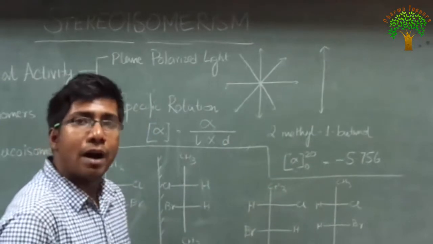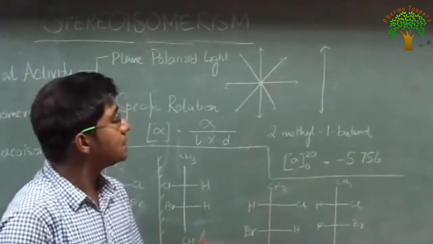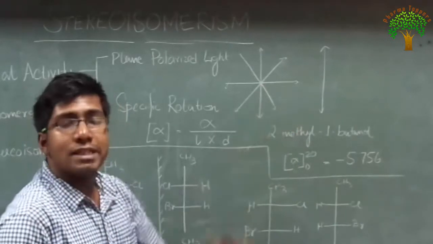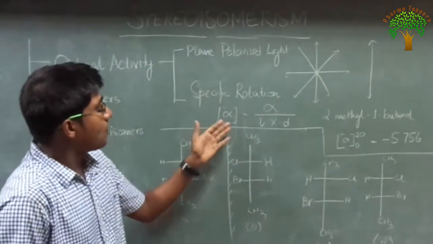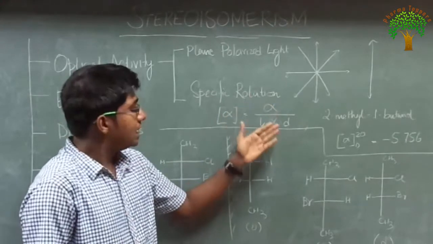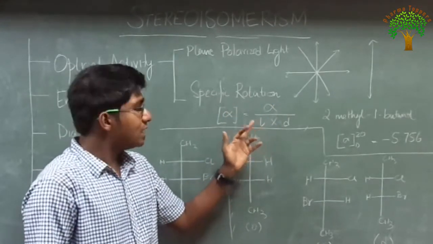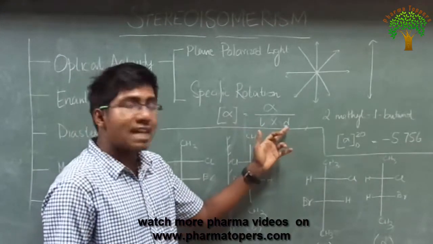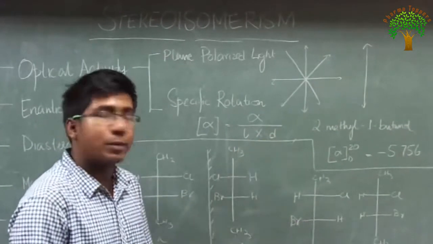Now, when we pass an active compound through this plane polarized light, we experience a specific rotation of the compound. This specific rotation is given by the formula: observed rotation divided by length times concentration. Keep in mind this length is in decimeter, not in centimeters. Many people make a mistake over here. Length is in decimeter, and D is the density of a pure liquid, or you can write the concentration of a solution.